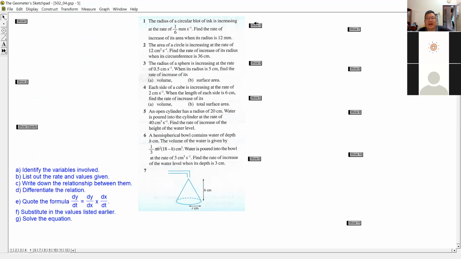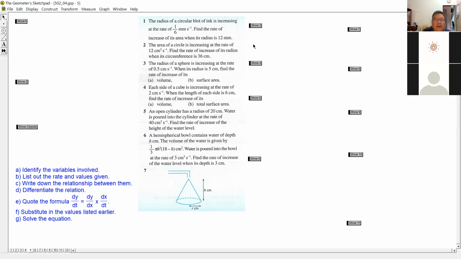Now, let's say we look at this question. Question number one: the radius of a circular blot of ink is increasing at a rate of 1/6 millimeter per second. Find the rate of increase of its area when its radius is 12 millimeter. Okay. First of all, you should identify what are the variables involved in this question number one. Can you tell me what are the variables involved?